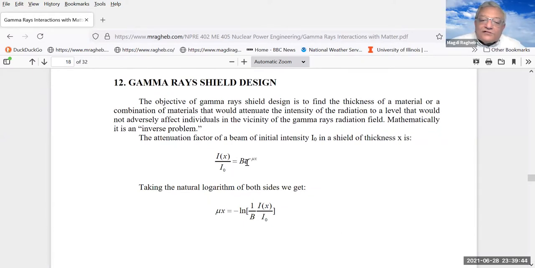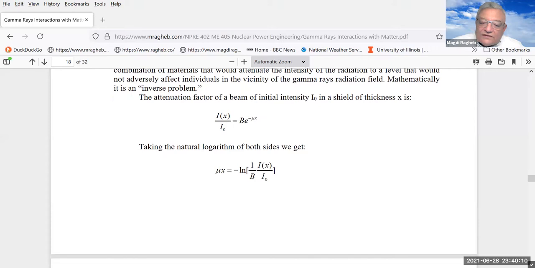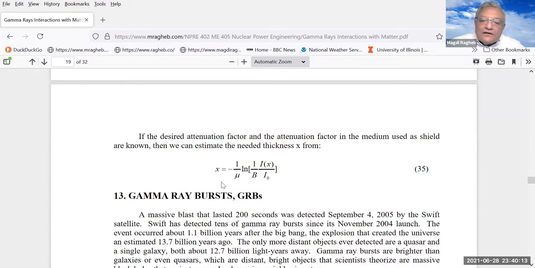And to get rid of the exponential, we are going to take the natural logarithm of both sides. If you take the natural logarithm of an exponential, you get the argument of the exponential, which is minus mu x. So minus mu x now is the natural logarithm of I of x divided by B I naught. And then you can solve in that last step for x. It becomes minus 1 over mu, the mass attenuation coefficient, times that logarithm. And you can calculate the thickness of the material that is going to shield your persons or animals against the intensity of radiation I of x.